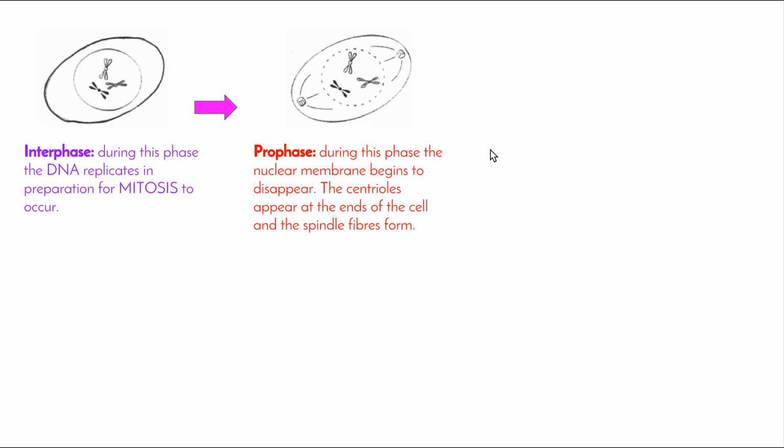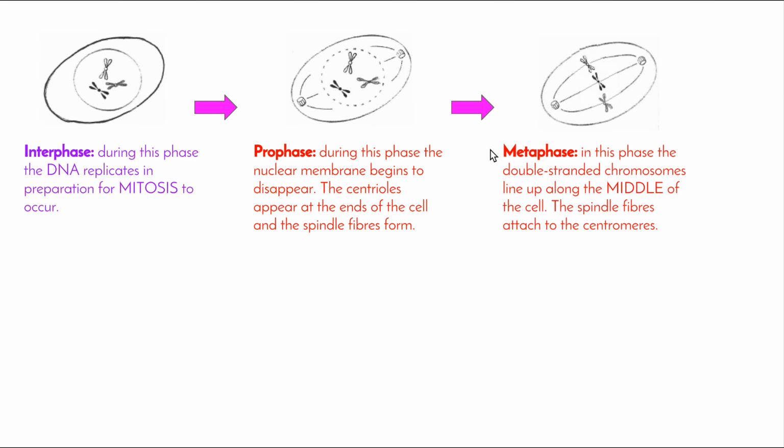During prophase, the nuclear membrane, so that's the membrane around the DNA in the nucleus, begins to disappear. And we have these structures called centrioles appear at the ends of the cells, and spindle fibers form. So at the moment, they're just forming. They don't really do anything until we move on a couple of more phases. After prophase, we have metaphase.